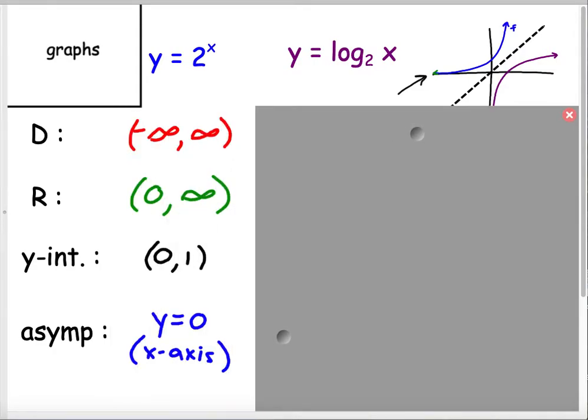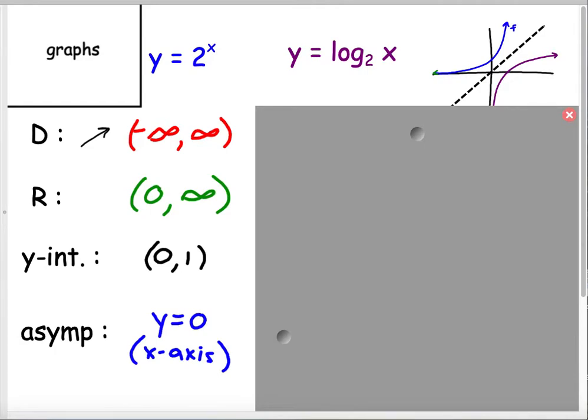The range, on the other hand: this graph gets closer and closer to the x-axis but never touches it. So the x-axis is actually a horizontal asymptote. And so the range is going to be everything greater than 0, and our asymptote is y equals 0. The range is 0 to infinity, not including 0. And then the y-intercept is the point (0, 1), because if I put in 0 for x, 2 to the 0 power is equal to 1. All right, so that's for our exponential.